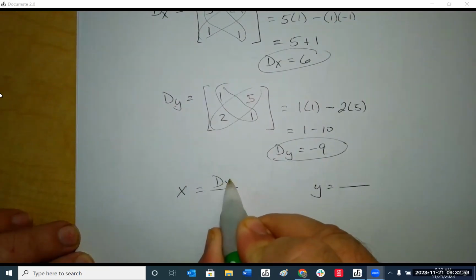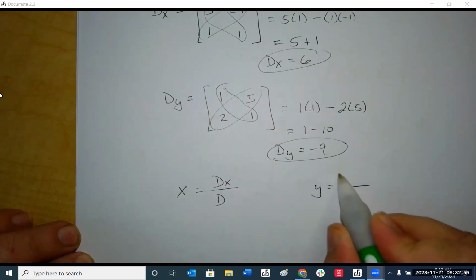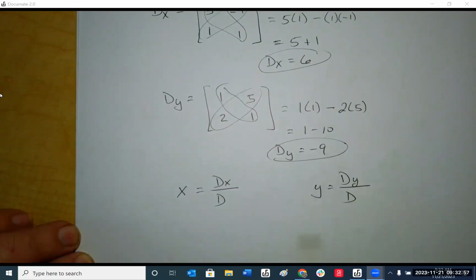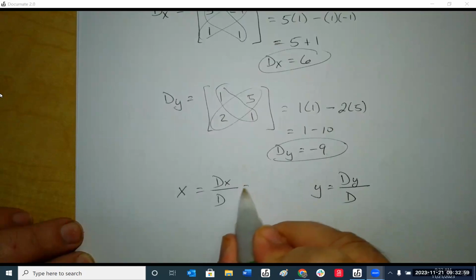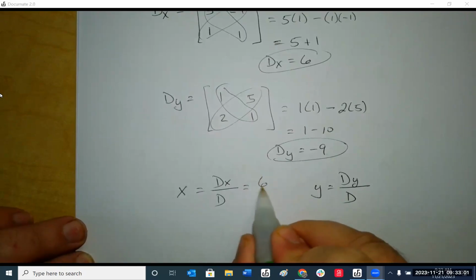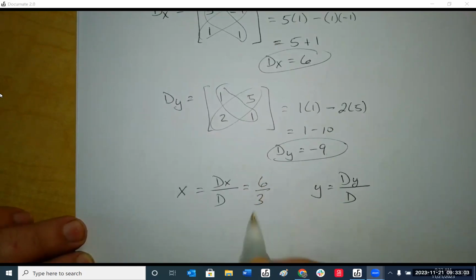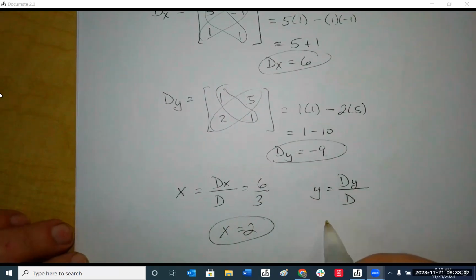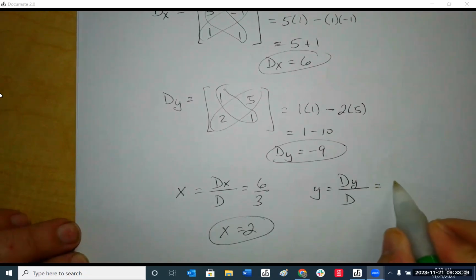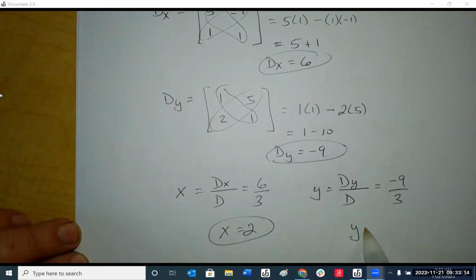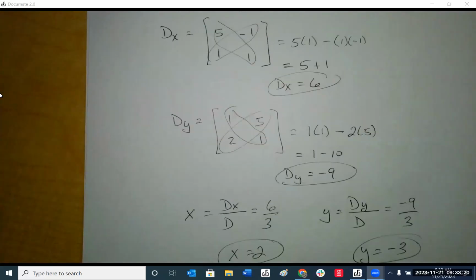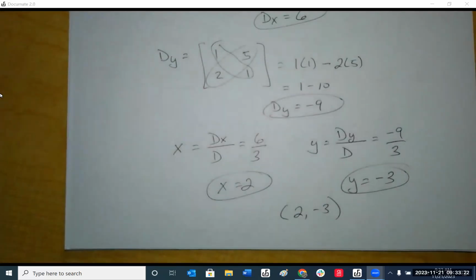So to find my x value, it's dx over d. To find my y value, it's dy over d. Dx is 6, d is 3, so x equals 2. Dy is negative 9, d is 3, negative 9 over 3 is negative 3. So my solution is at that value there, which is what we got last time.